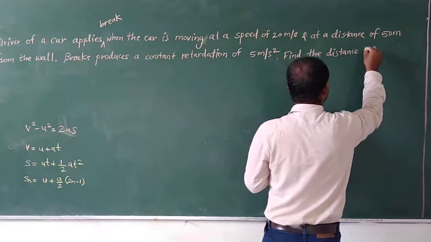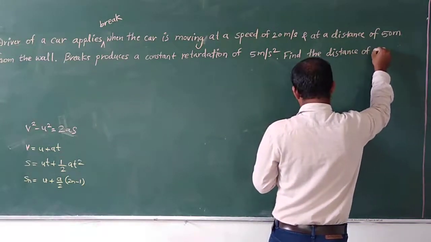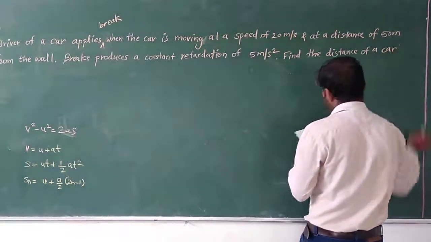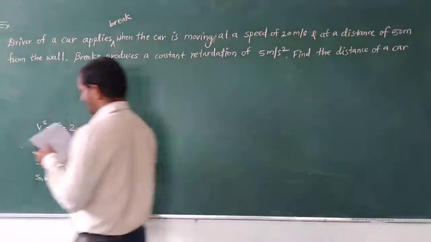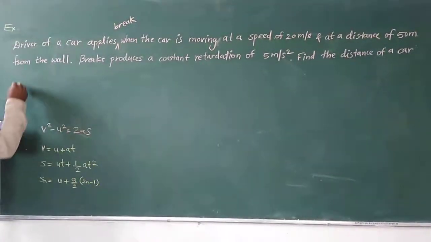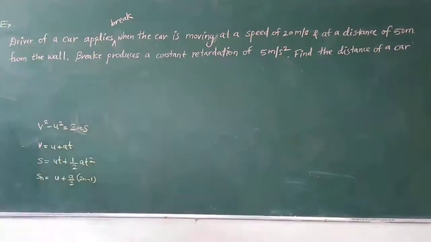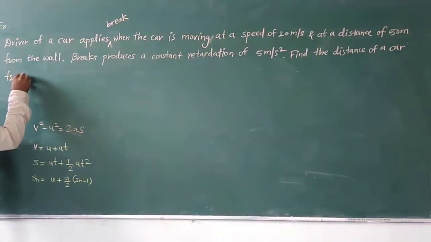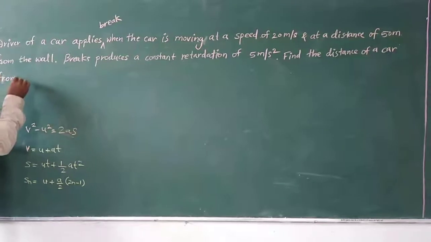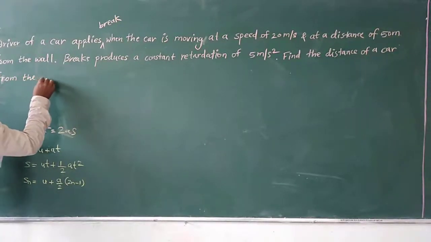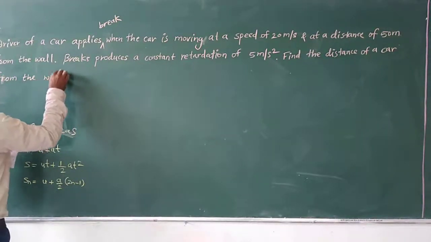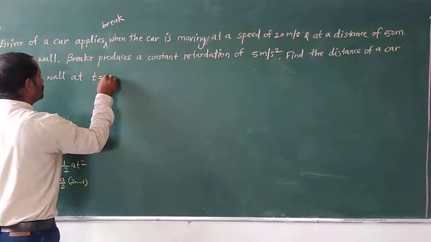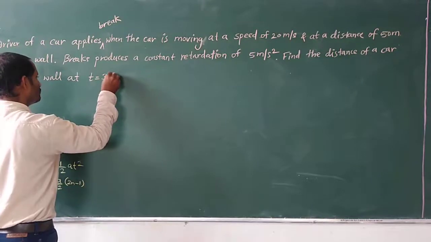Find the distance of a car from the wall at t is equal to 3 seconds.